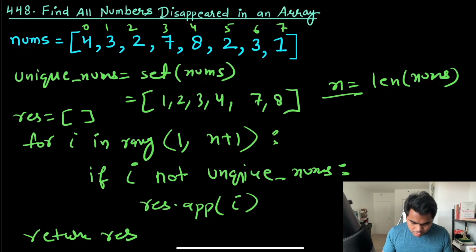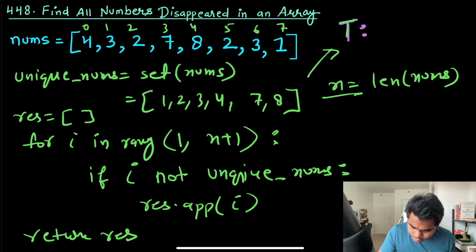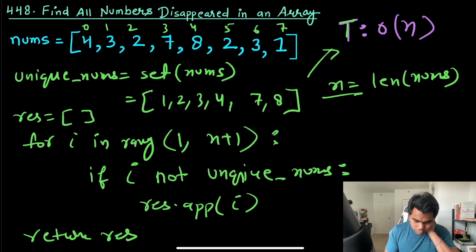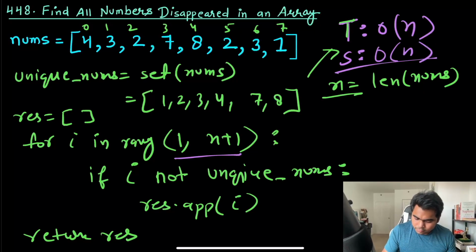Easy and simple. So this solution here is of time complexity big O of n, right? Because you are just visiting all these numbers just once, and these numbers were supposed to be in this range 1 to length plus 1. Now what about space complexity? Space complexity is big O of n as well.